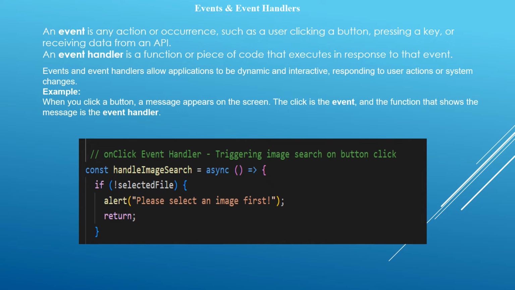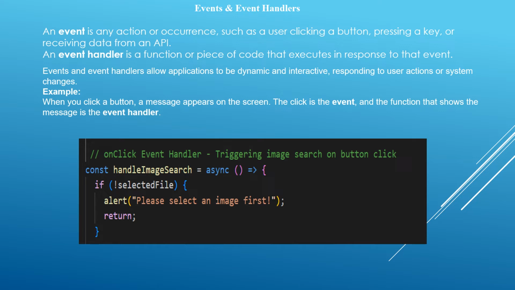Coming to events and event handlers, an event is an action or occurrence such as a user clicking a button, pressing a key, or receiving data from an API. An event handler is a function or piece of code that executes in response to an event. Events and event handlers make applications dynamic and interactive by responding to user actions. For example, clicking a button triggers a function that displays a message.